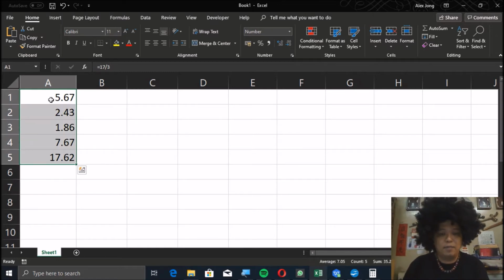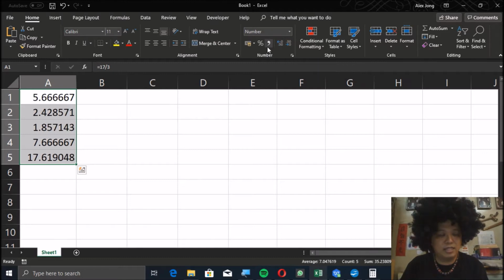So what actually happens here is that if I increase my decimals, Excel actually added all these things up. So notice that why it comes to 17.62 instead of 17.63 is because of this decimal issue here. How do you actually fix this issue?